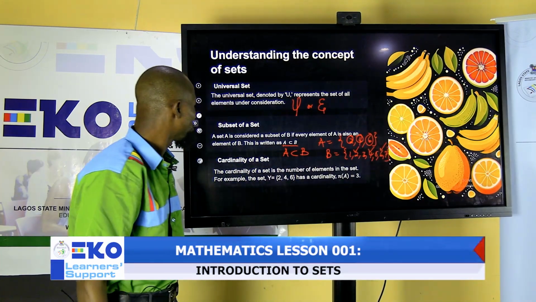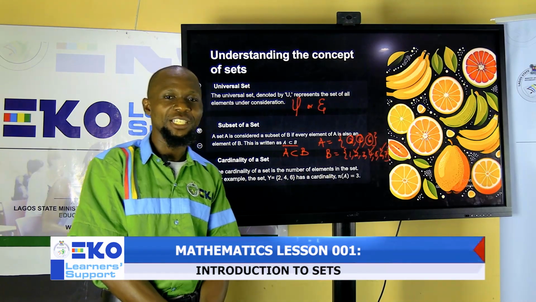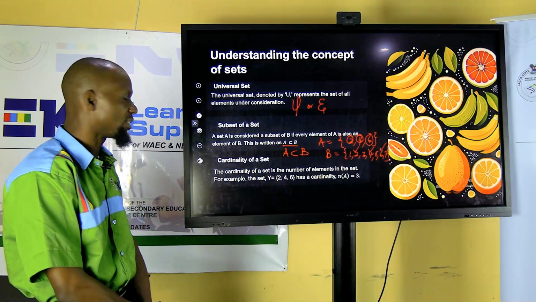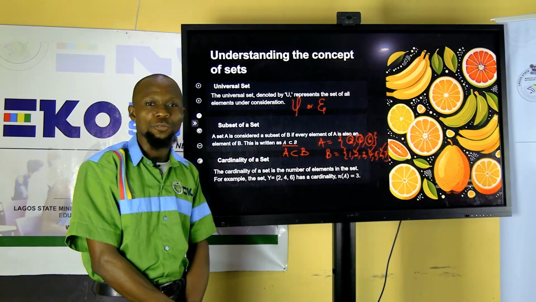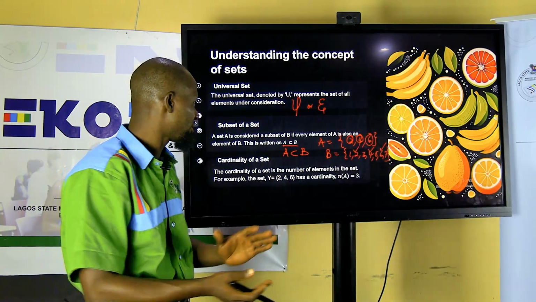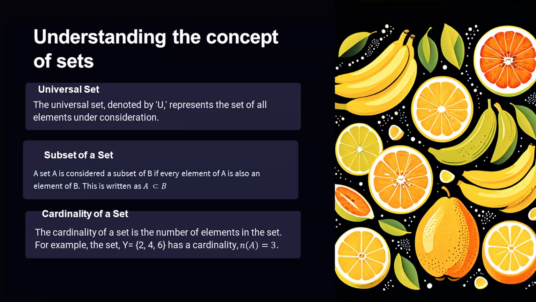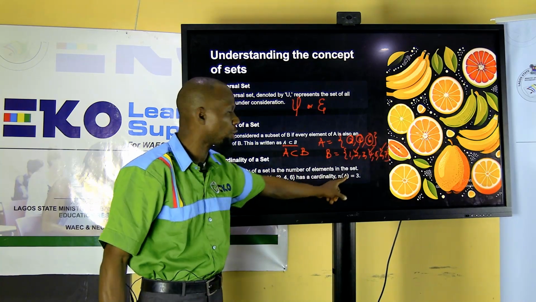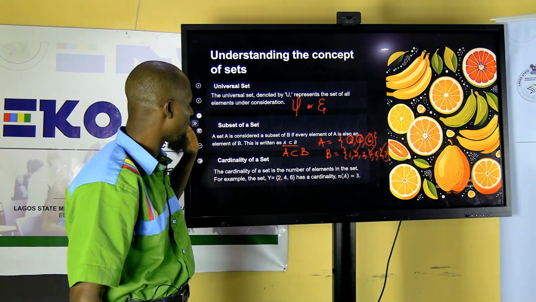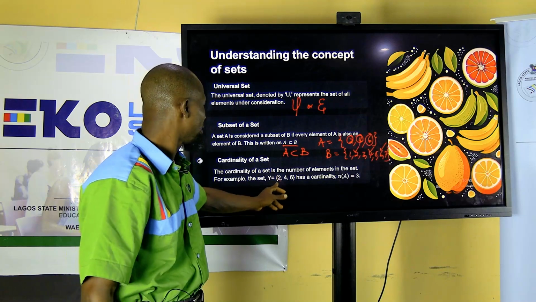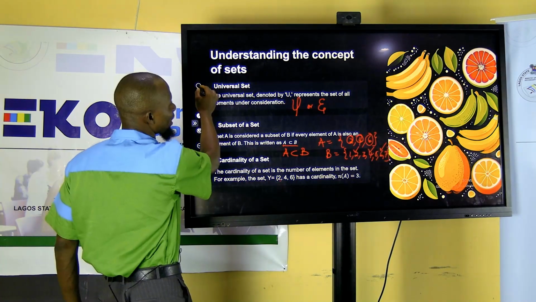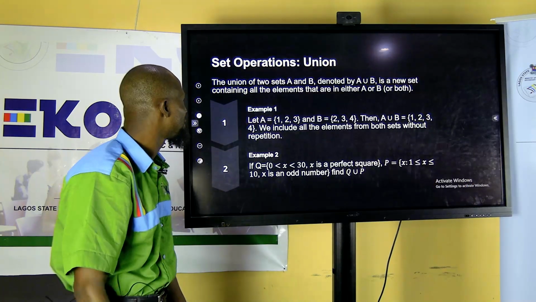All right. So the next thing that we also need to define is the cardinality of a set. What do we mean by cardinality of a set? This is the number of elements in a set. For example, this is the set 2, 4, 6. The cardinality of set Y is 3, because we have 3 elements, that is 2, 4, 6. So that is what we mean by the cardinality of a set.